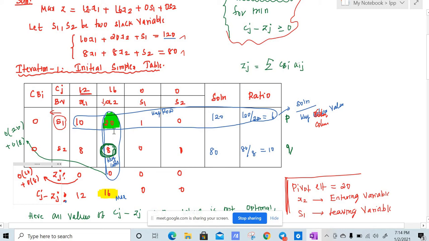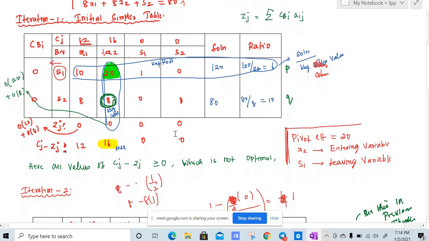After finding the key column and key row, we need to make this element 1. In order to make this element 1, we divide that entire row by that element, so that 20 by 20 will be 1. So I am going to divide this entire row by 20. So 10 by 20, 20 by 20, 1 by 20, 0 by 20, 120 by 20.